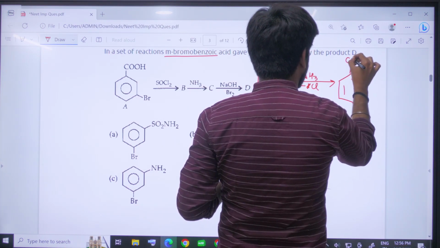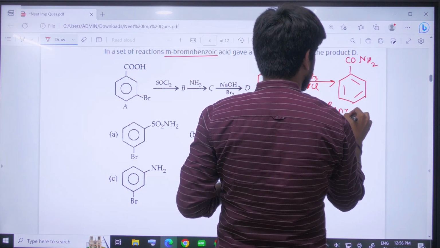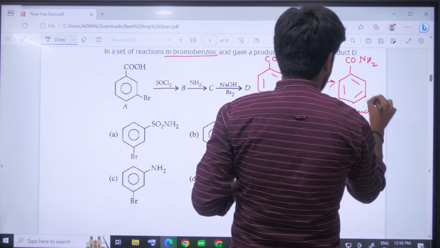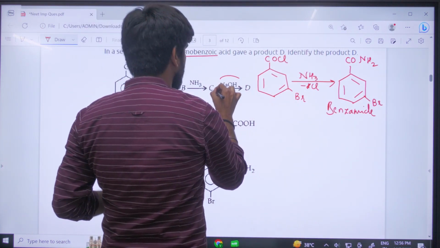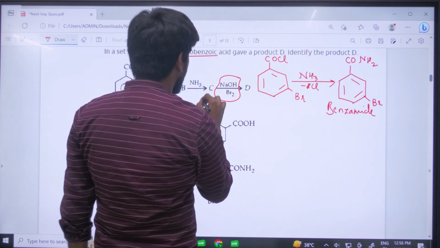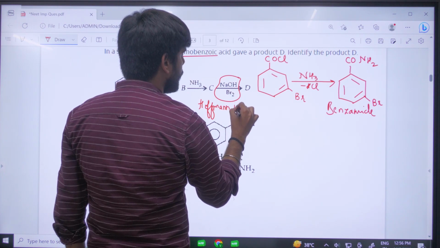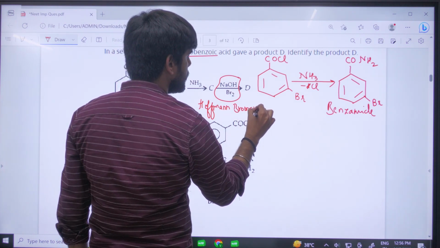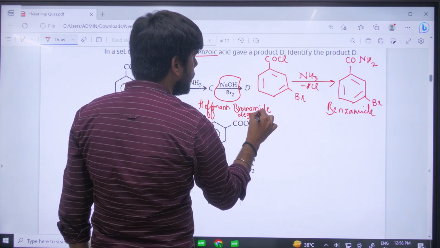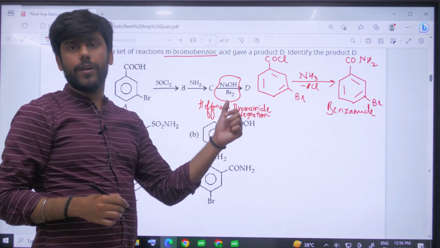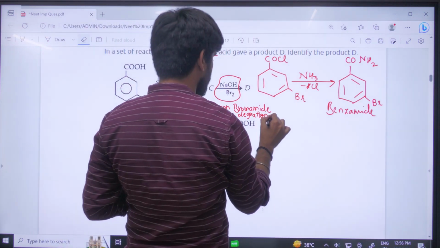I end up getting amide, CONH2, right? This is a benzamide, and this bromine will remain intact. And the last reaction is important. This is your Hoffman bromamide degradation. Why degradation? Because I end up getting an amine from amide with one carbon less. So this is degradation.